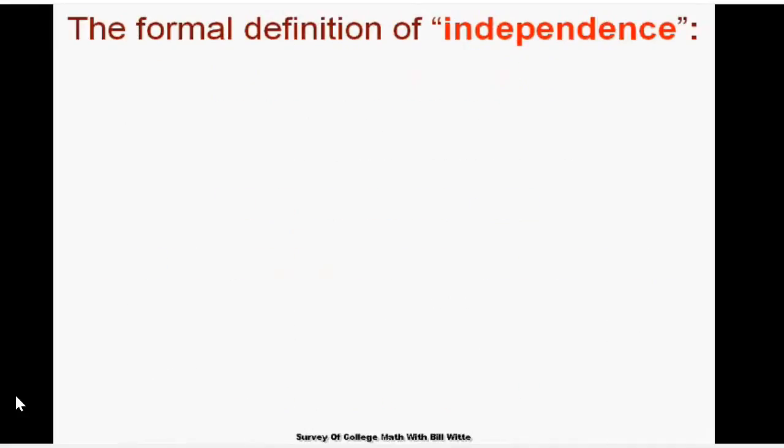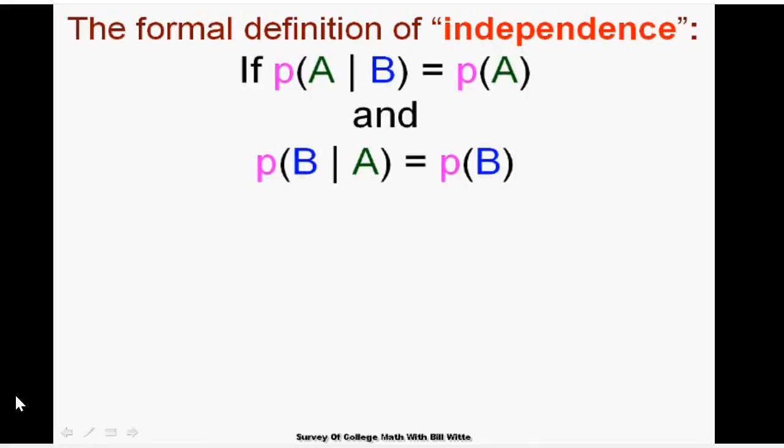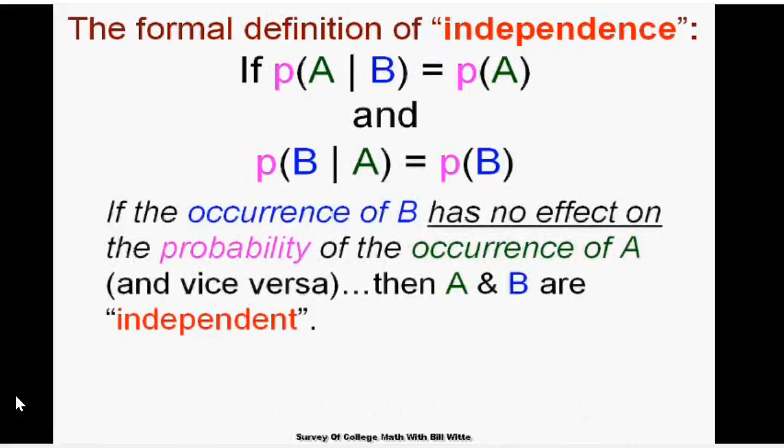Let's come up with a formal definition of independence. If the probability of A, given that B occurred, is simply the probability of A, and it has to work the other way too, if the probability of B, given that A occurred, is simply the probability of B, then you can see they really have no effect on each other. Then we call them independent. Basically, if the occurrence of B has no effect on the probability of the occurrence of A, and vice versa, then we define A and B as independent.